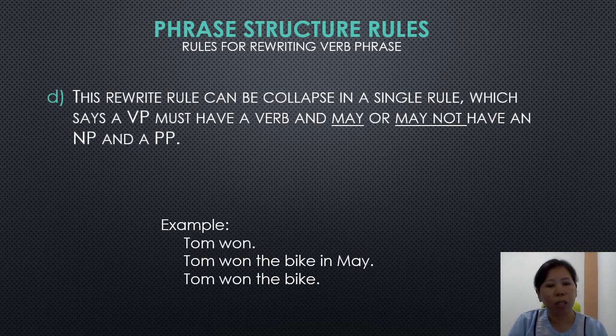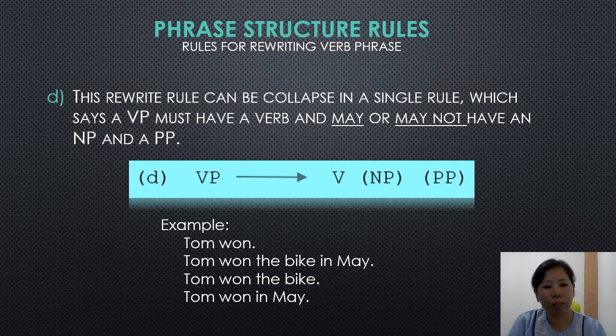The optional phrases here are the bike and in May. So instead, when we make a sentence, Tom won the bike in May, we can rather say Tom won, because the noun phrase and the prepositional phrase in sentence number 2 are optional. We can also say Tom won the bike, or we can rather say Tom won in May. And those sentences can stand as a simple or independent sentence.